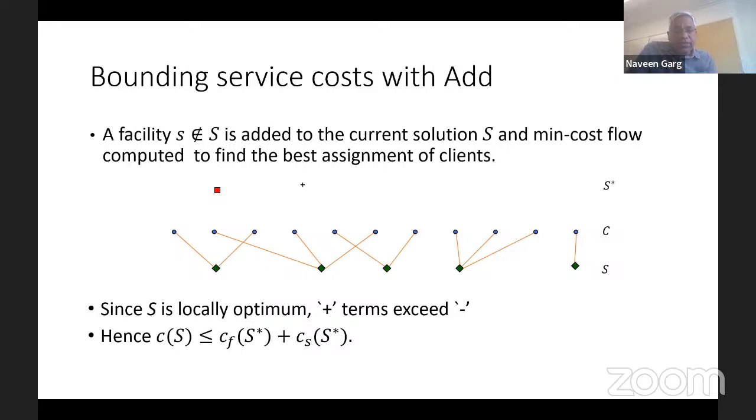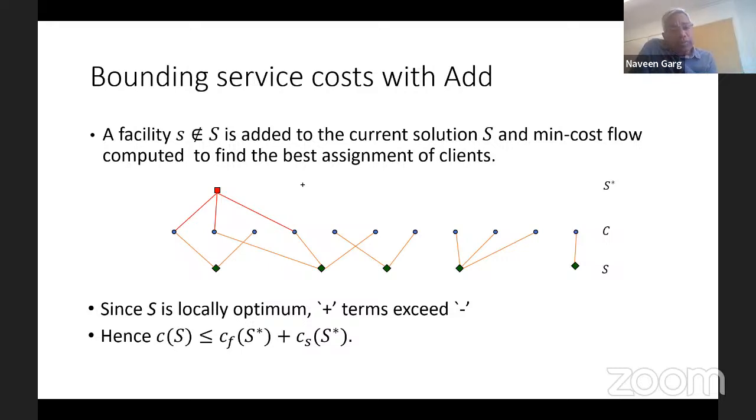So when I added this facility, maybe in the optimum solution, this red facility of S star is serving these clients, and I'm going to use numbers to refer to the clients. So from the left, I'll call clients 1, 2, 3, 4, and so on. So this red facility is serving clients 1, 2, and 4, right?